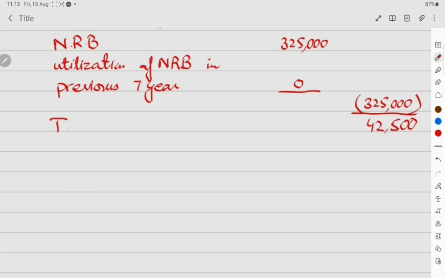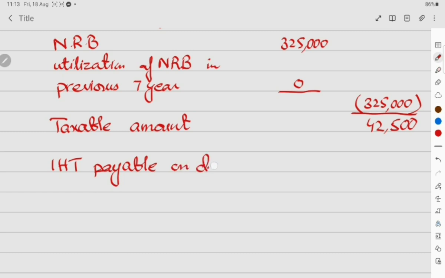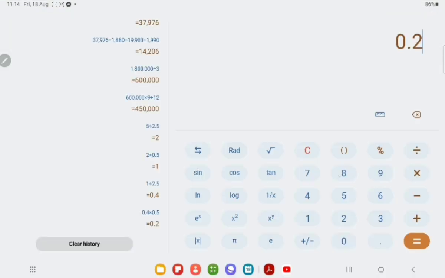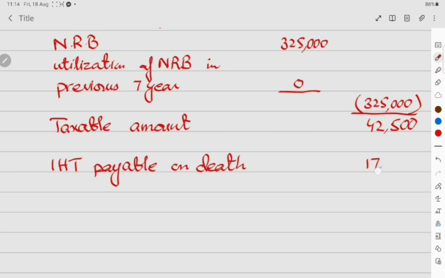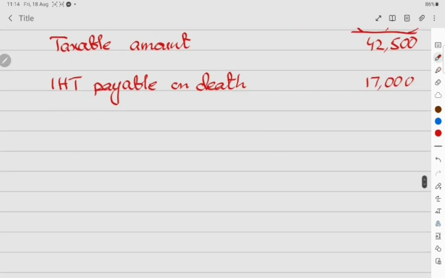So this is the taxable amount, and the IHT payable on death would be 40% of 42,500. So that is 17,000. Then we have to deduct the taper relief, and for taper relief, we have to consider the date of gift and the date of death and the period between them.